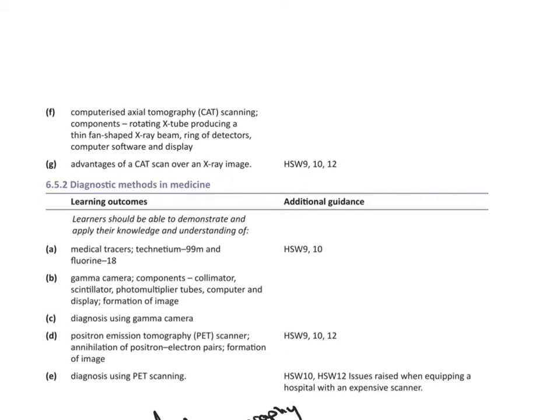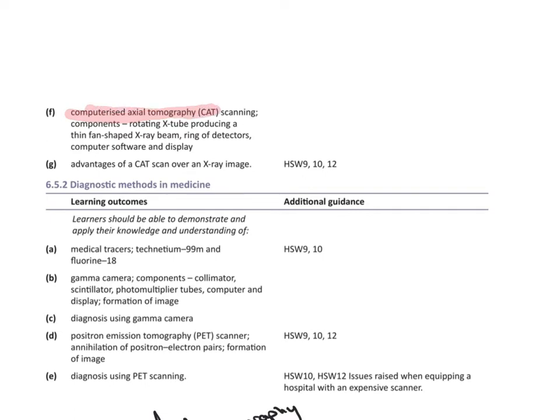Hi everyone. So this is the second lesson for medical physics, medical imaging in physics. We will be starting today with CAT scans. That stands for computerized axial tomography, and we'll break down the word if you're interested in the origin of words.